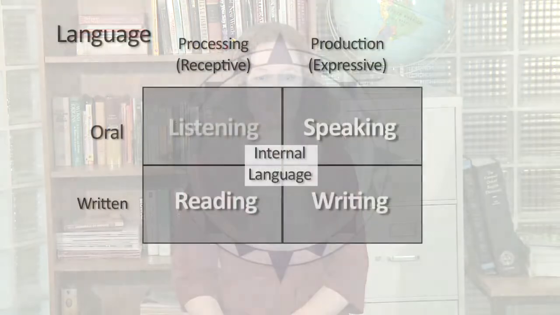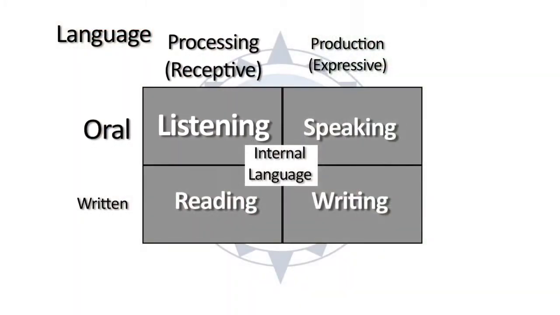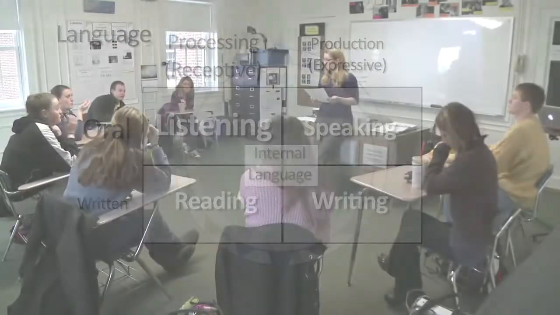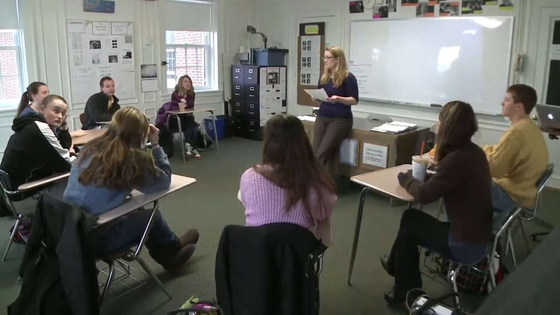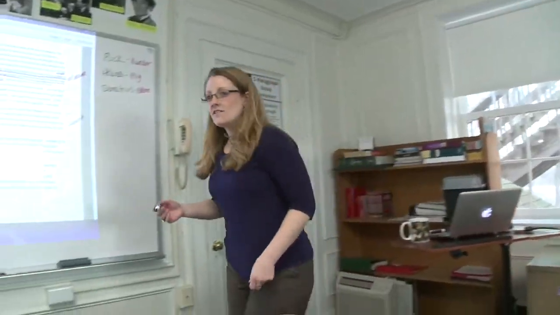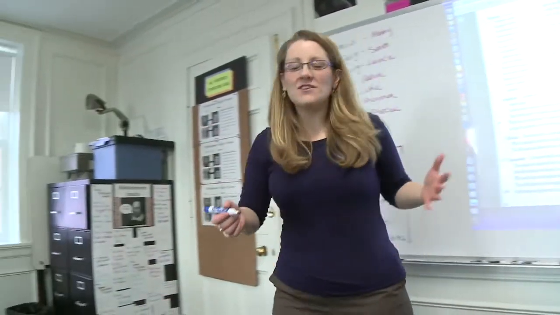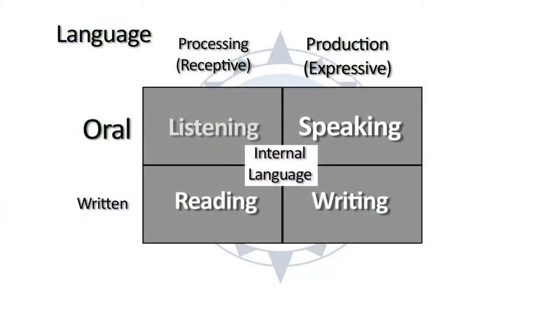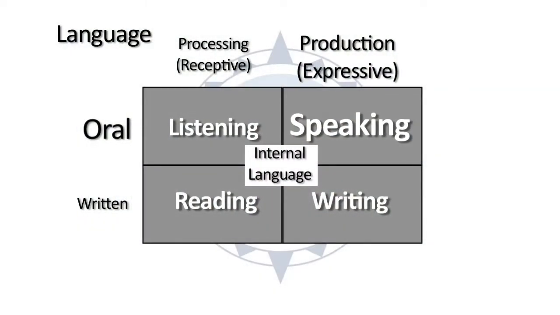The rows in the language box ask us to consider the ways we process or produce language, orally and in writing. So let's consider what each of the four boxes means for a student. Oral language skills include listening and speaking. Oral language is processed through listening. Students are asked to comprehend and apply what they hear throughout the school day, including questions, directions, discussions, lectures, oral reading, etc. Oral language is then produced through speaking.